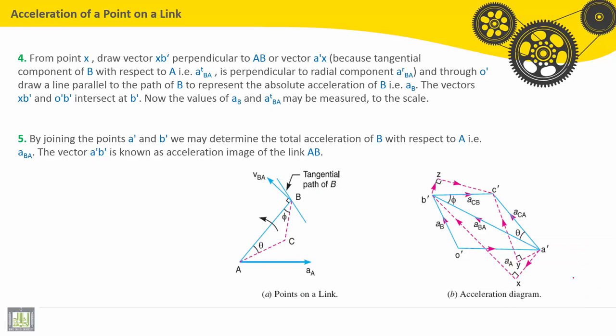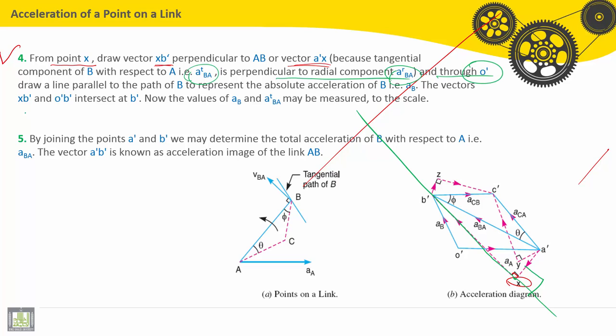Step number 4. From point X here, draw the vector XB dash perpendicular to AB, or vector A dash X, because A dash X is parallel to AB. Okay, we have to draw the line, this line, passing through X and perpendicular to A dash X. The tangential component ATBA is perpendicular to the radial component ARBA.